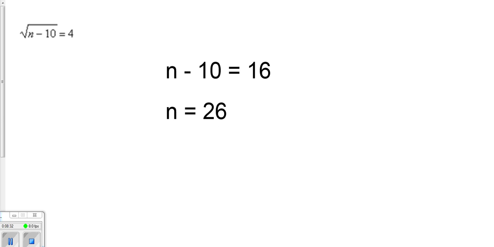So again, just double check that. If we plug in 26 back into our equation over here, 26 minus 10 is 16, which is positive, so it works under the square root. Square root of 16 is 4, or it's negative 4, but we are just looking for 4 here, so this one does check out in the end. 26 works out okay.